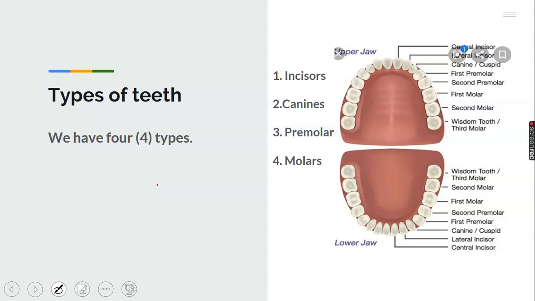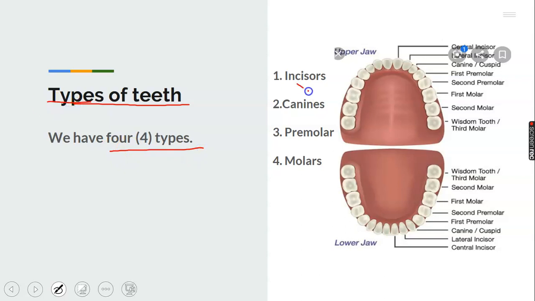Yes, the teeth. Everybody has teeth in their mouth. Some of you have teeth, you chew, you eat different things, food, snacks. You eat different things, but you don't know that these teeth are different, and that they have their duties and their own functions. Now, let me tell you, of the teeth in our mouth, we have four different types.